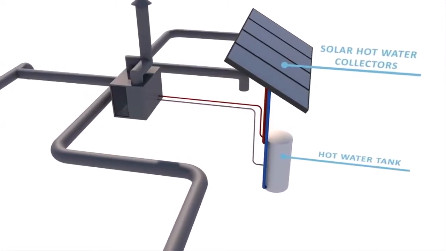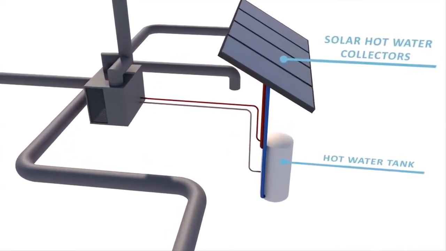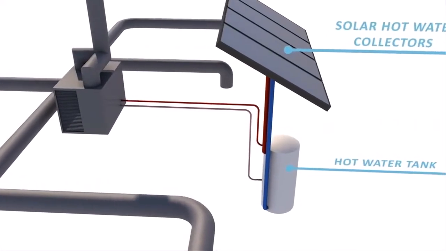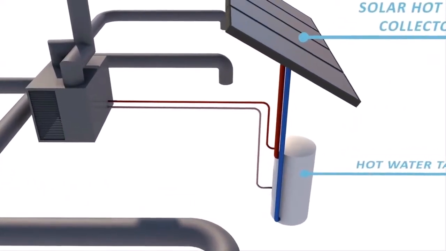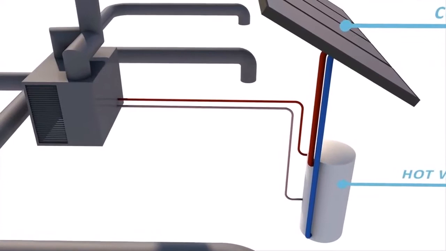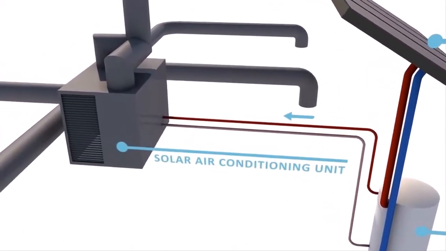Typical solar hot water system. Water is heated by solar panels and stored in the hot water tank. This solar hot water can then be used throughout the home, reducing the need for gas or electricity.